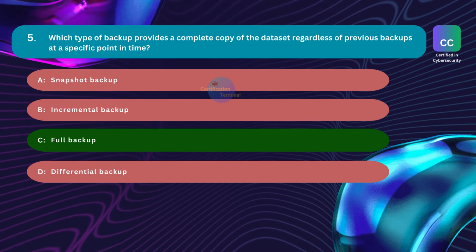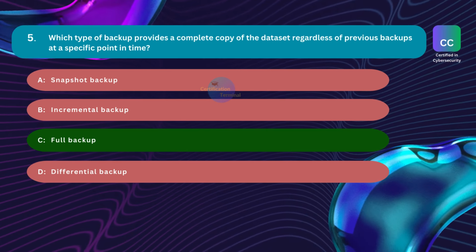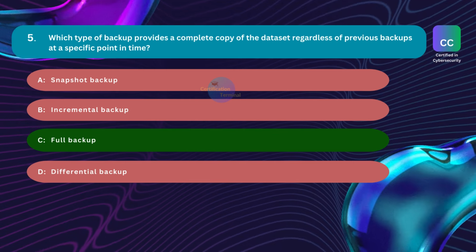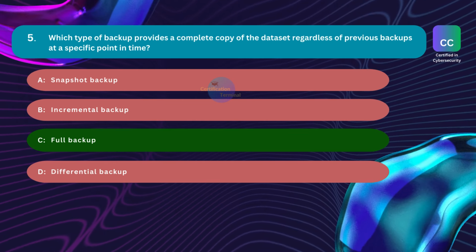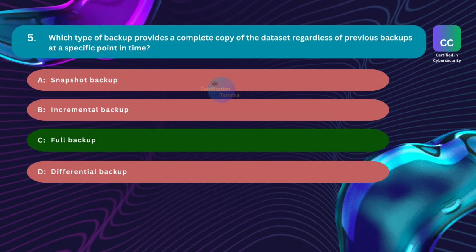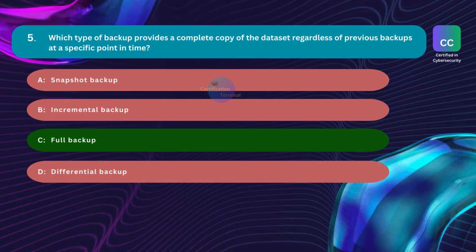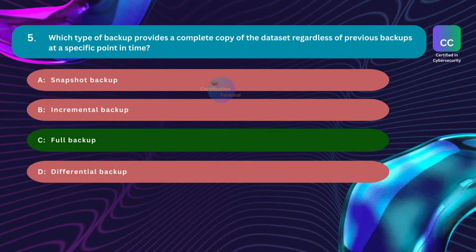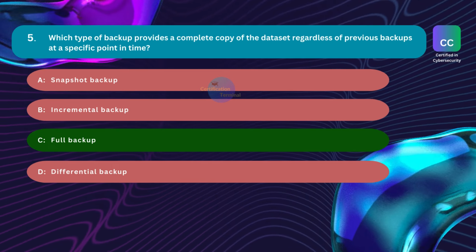Differential backup involves copying all the data files that have changed since the last full backup. While it captures a subset of changes since the last full backup, it does not provide a complete standalone copy of the dataset at a specific point in time. It relies on the last full backup for a complete restoration, along with the differential backup.